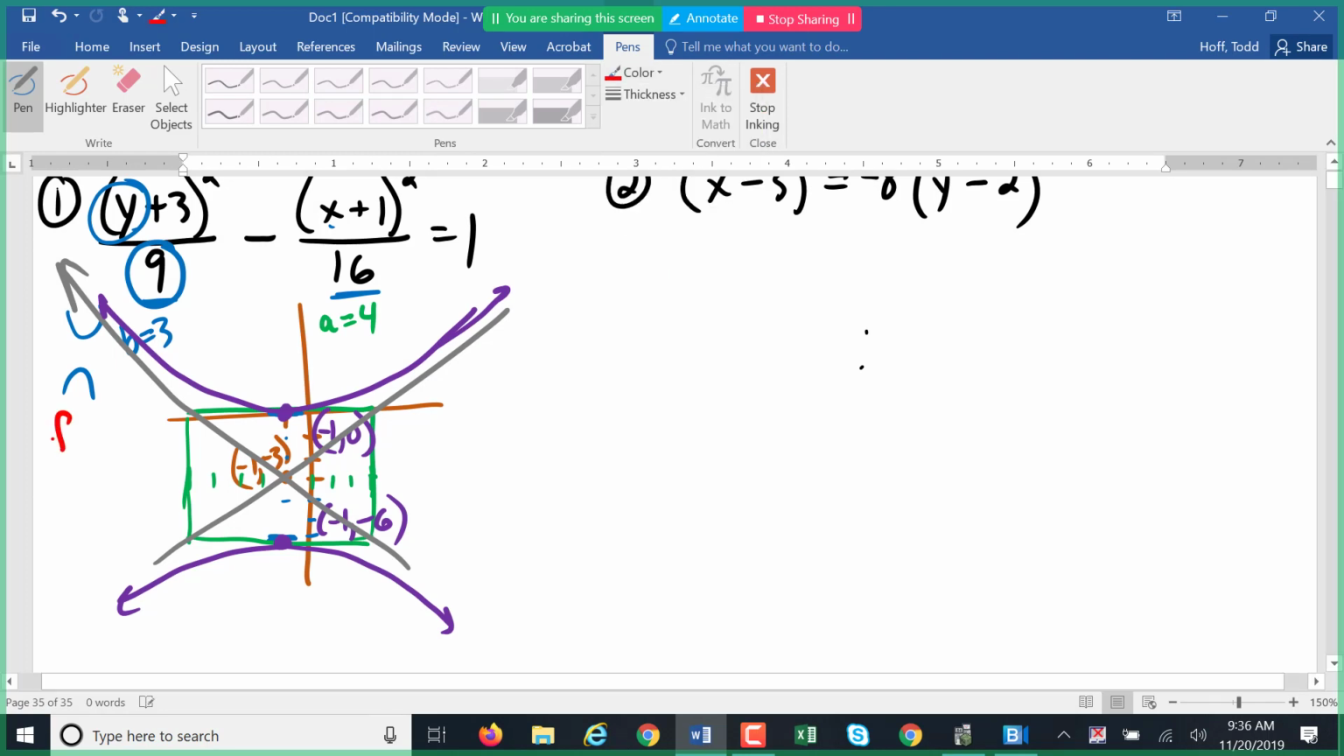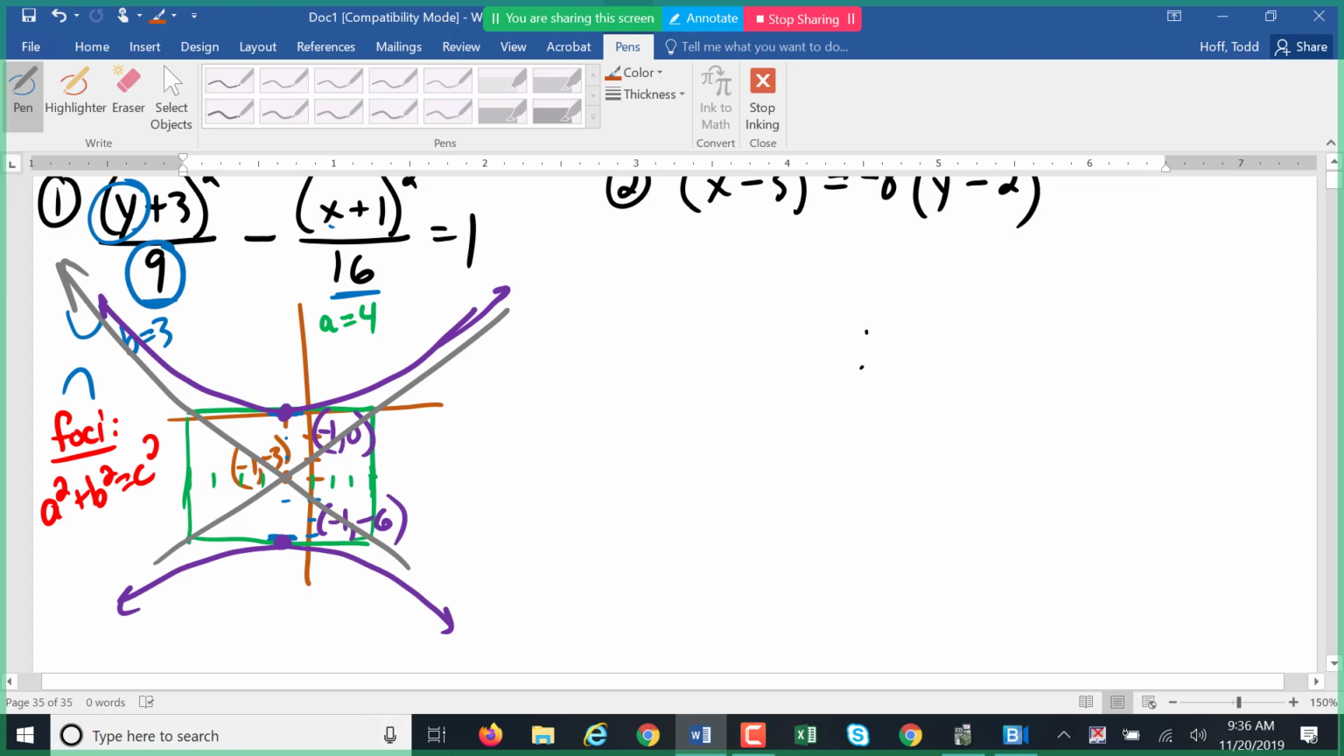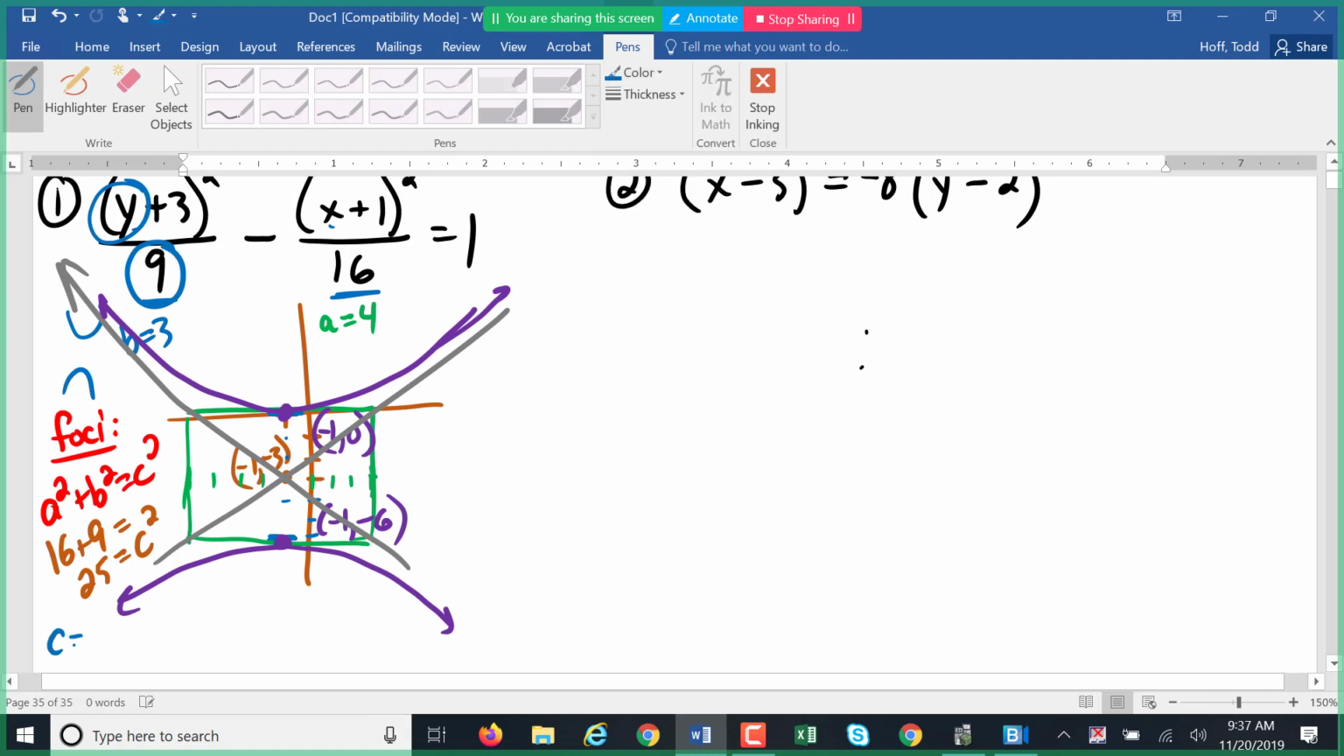Let's locate the foci. To find the foci, we have to know c. And for a hyperbola, a squared plus b squared equals c squared. So we have a squared is 16 here. B squared is 9. That adds up to 25. So c squared equals 25, telling us that c equals 5.